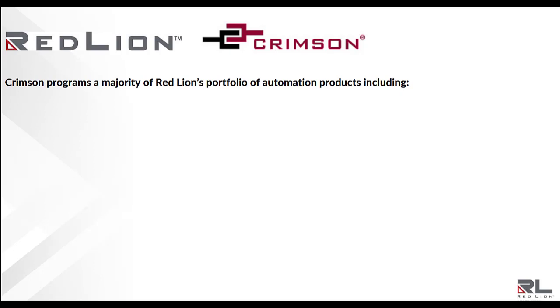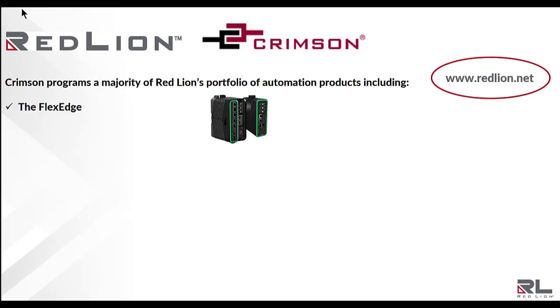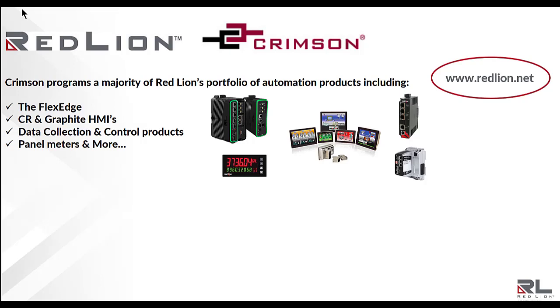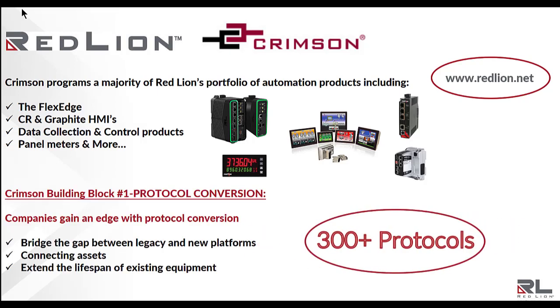Crimson is available for download on redlion.net. This powerful software programs a majority of Red Lion's portfolio of automation products, including the Flex Edge, CR and Graphite HMIs, data collection and control products, as well as panel meters and more. There are 300 plus protocols to choose from, making Crimson's library of protocols the largest in the industry. Protocol conversion enables customers to bridge the gap between legacy and new platforms, connect assets, and extend the lifespan of existing equipment.